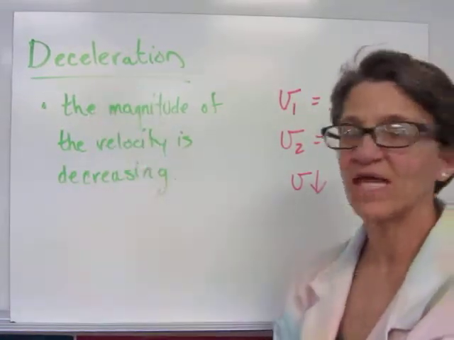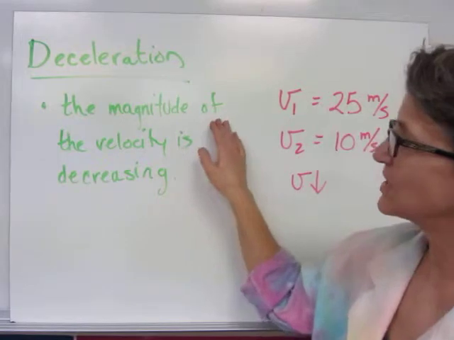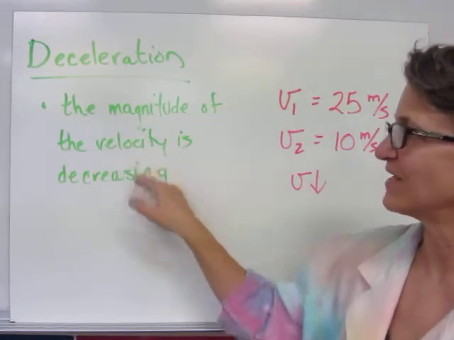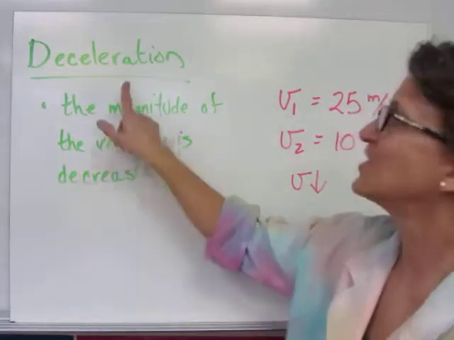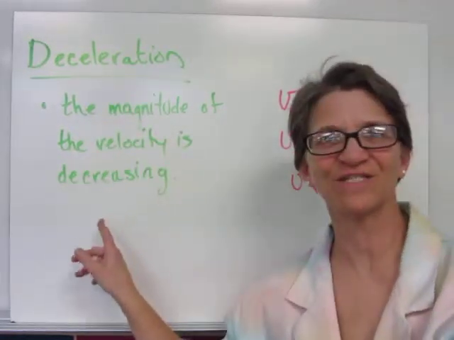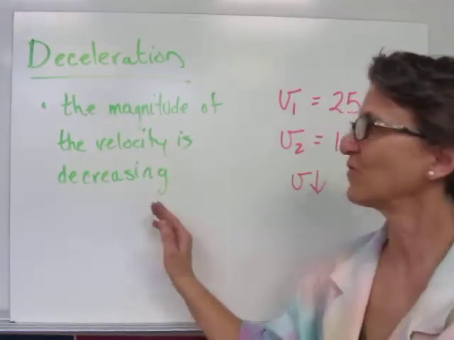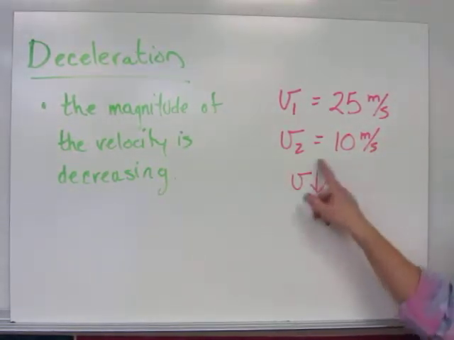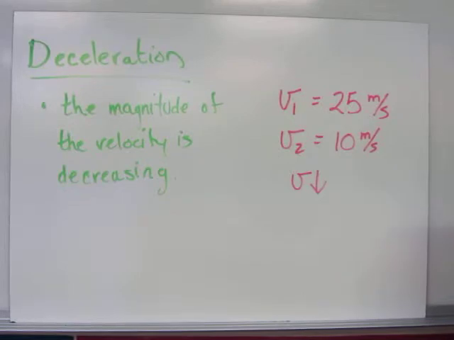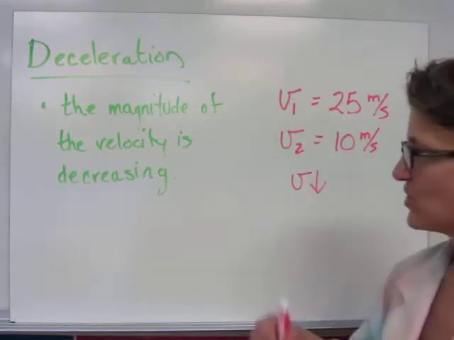Deceleration is when you have that negative acceleration. It's the magnitude of the velocity. Let's say that again. Deceleration is the magnitude of the velocity that's decreasing. So your velocity is going from 25 to 10. You have a decrease in velocity, and you're going to have a negative acceleration.